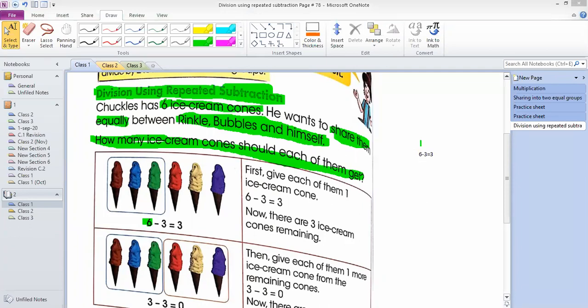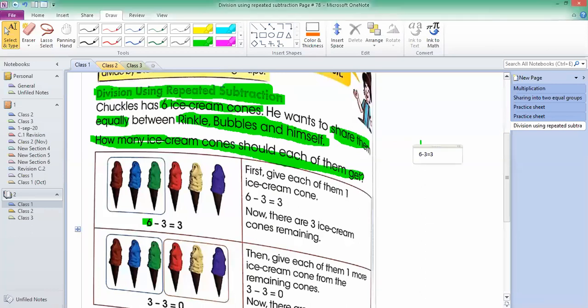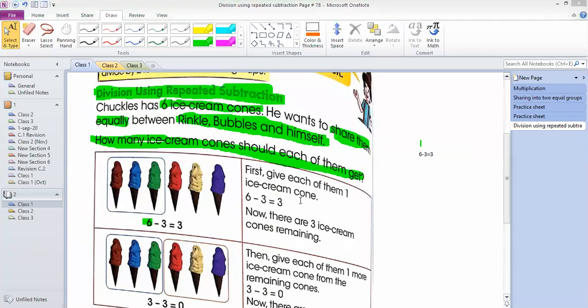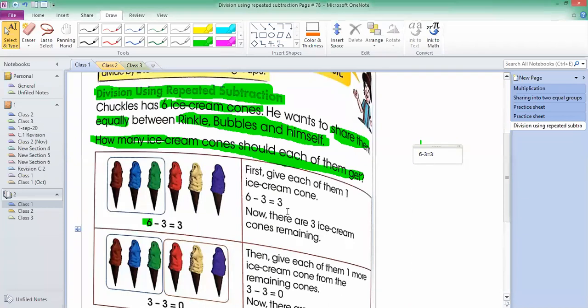Three. Very good, guys. There will be 3 ice cream cones left. That's very good. Now, there are 3 ice cream cones remaining. So what we will do, we will give one more ice cream cone to each of them, to Wrinkle, to Bubble, and to Chuckles. So there are now 3. Out of 3 I will give 3 ice cream cones because they are 3.